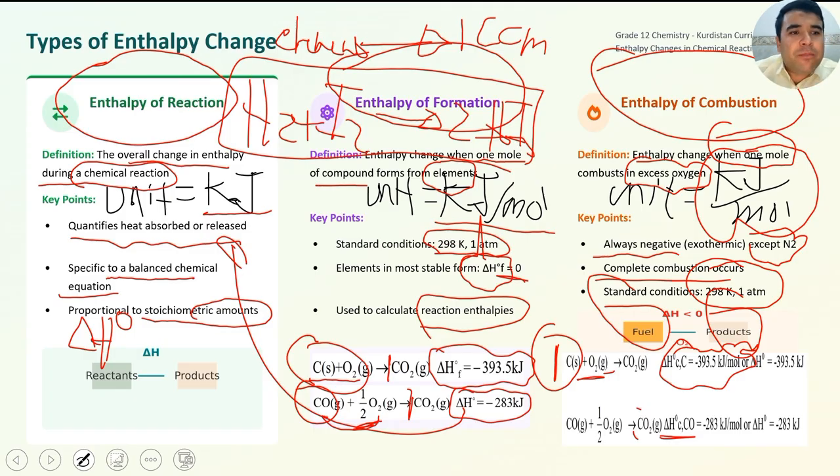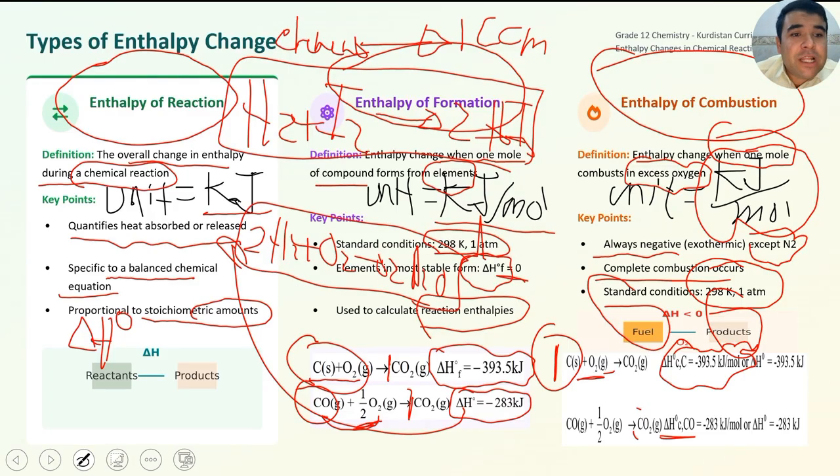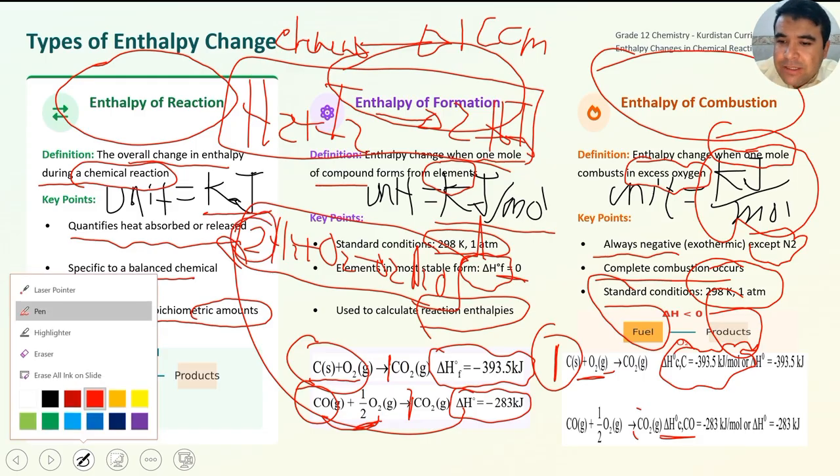Another example can be provided with more than 1 mole of reactants. For example, 2H2 plus O2 form 2H2O. This is delta HF. Delta HC is not equal to the delta H. Why? Because 2 moles of hydrogen combusted. How do we convert this so that delta HC equals the delta H of the reaction? We should divide by 2 to let the coefficient of the hydrogen be 1. So simply, those were the enthalpy types, guys.